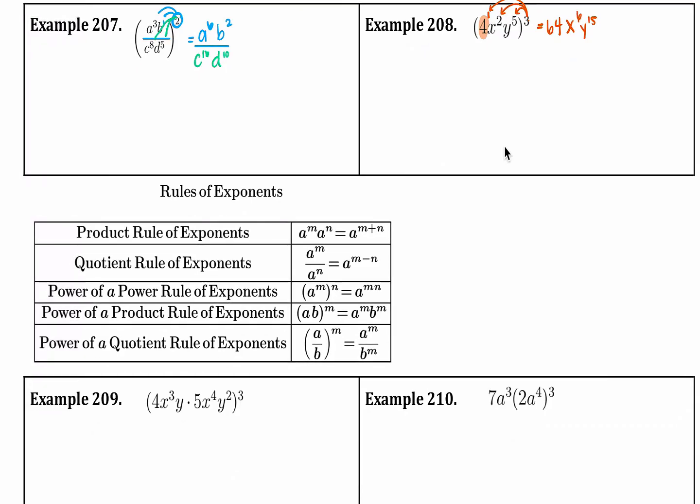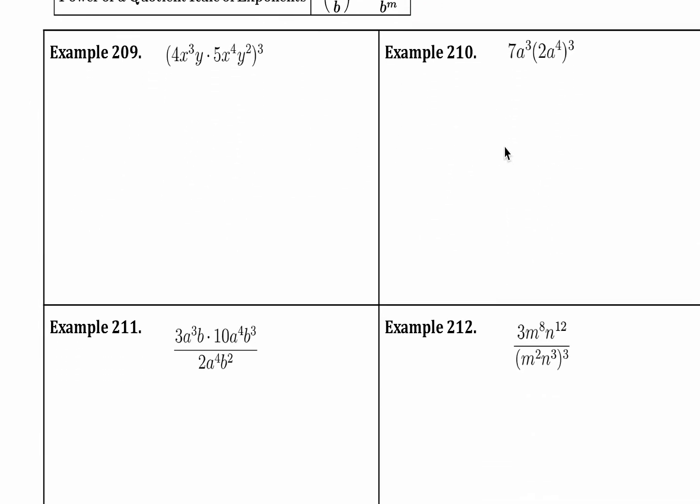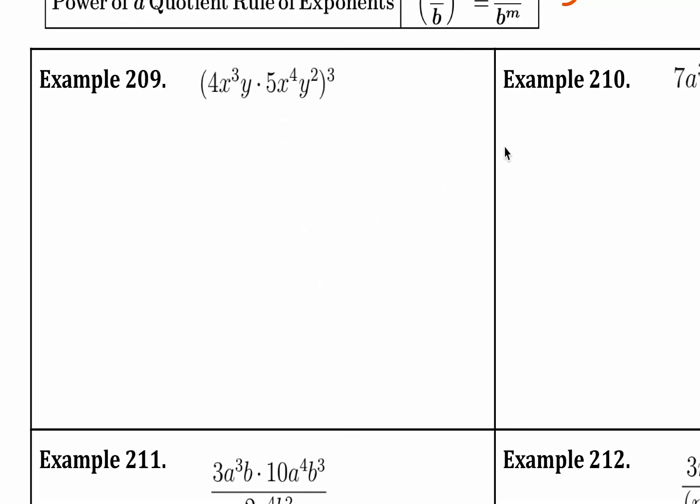Okay, so I kind of gave you a synopsis of all the rules here, just to look back on so you don't have to flip to the front page. But these last 4 examples, we're going to kind of combine some of those rules. So if you look at example 209, we have multiplication going on, and we have an outside power. So before we take care of that outside power, we're going to take care of what's on the inside here. So we're going to use our product rule. Product rule says we multiply our coefficients and we add our exponents. So we have 4 times 5 is 20. X to the 3rd, x to the 4th gives me x to the 7th. Y to the 1st, y to the 2nd gives me y to the 3rd.